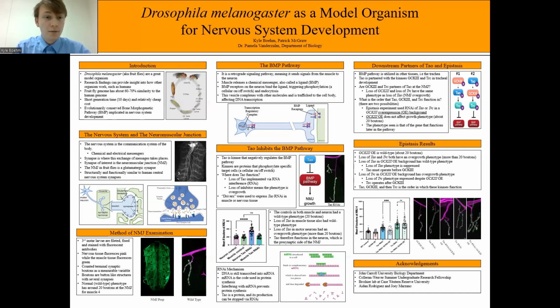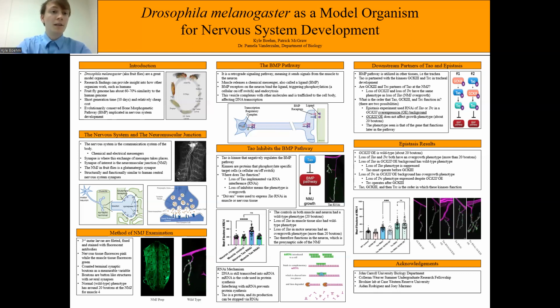And when we look at it, we see that it functions on the neuron side. This is because by removing tau in muscle tissue, it is the same phenotype as wild type, nothing changes. But if we remove tau in nervous tissue at the neuron, then we see the overgrowth phenotype. So it functions on the presynaptic side on the neuron.